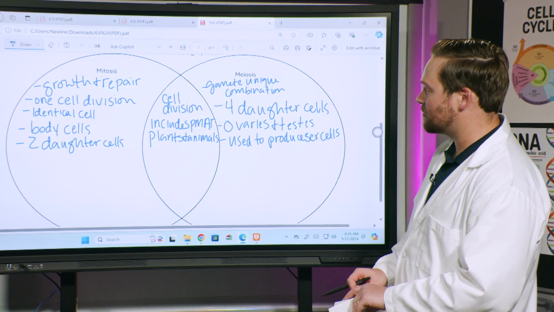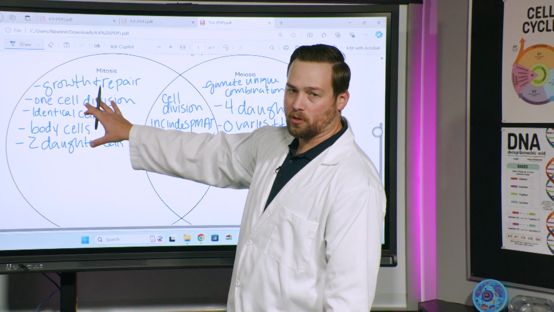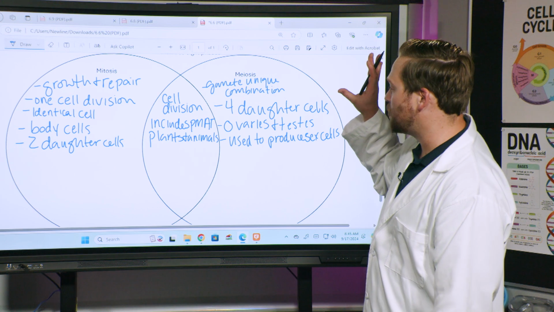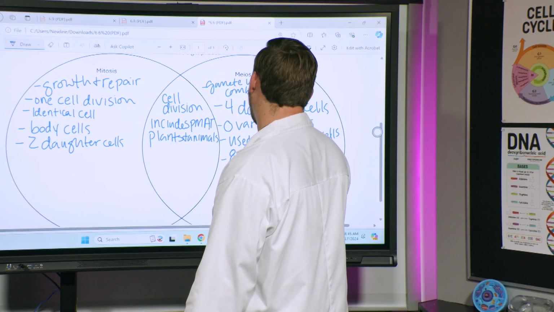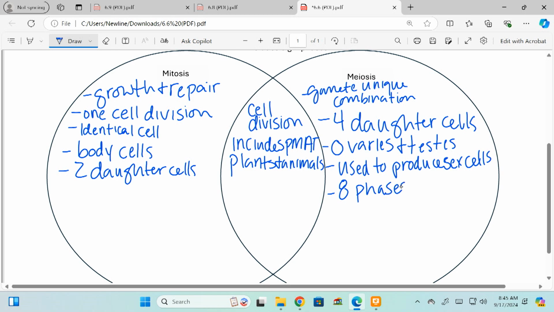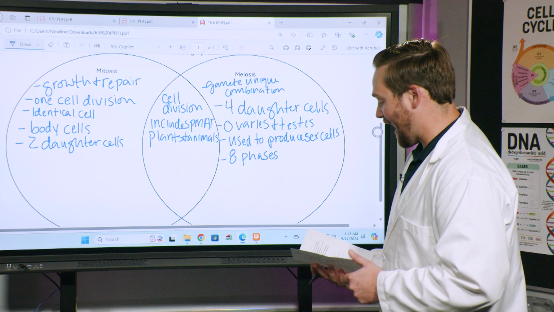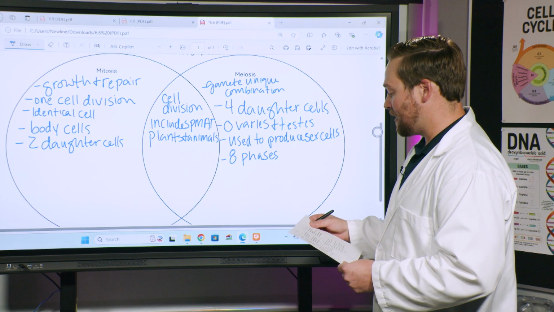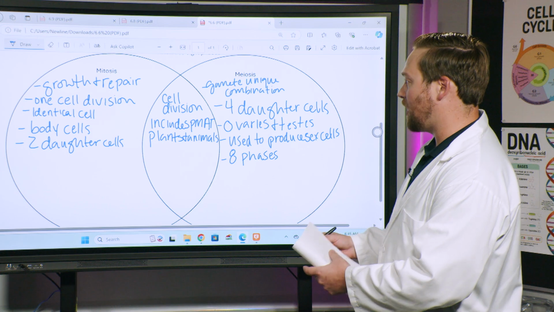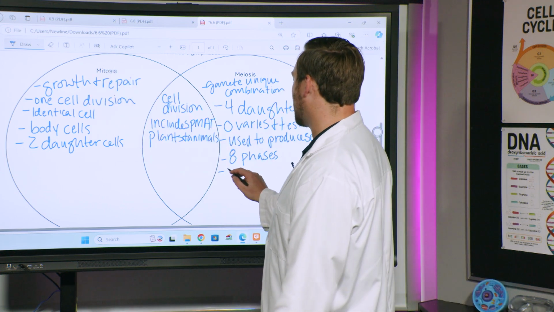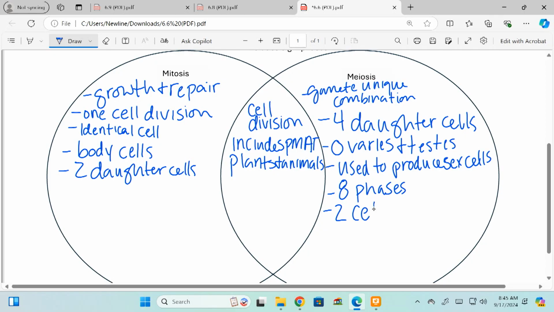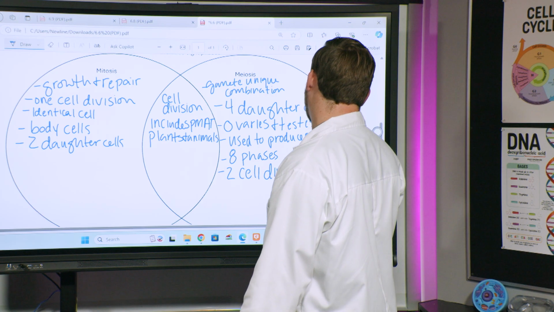Next one includes 8 phases. Well, over here it's 4 with the PMAT, and over here we do PMAT twice for a total of 8. So 8 phases. Great work. All right, here's our last column on the far right. It says includes 2 cell divisions. Well, over here we put 1 cell division for mitosis, so this one's going to have 2 cell divisions.